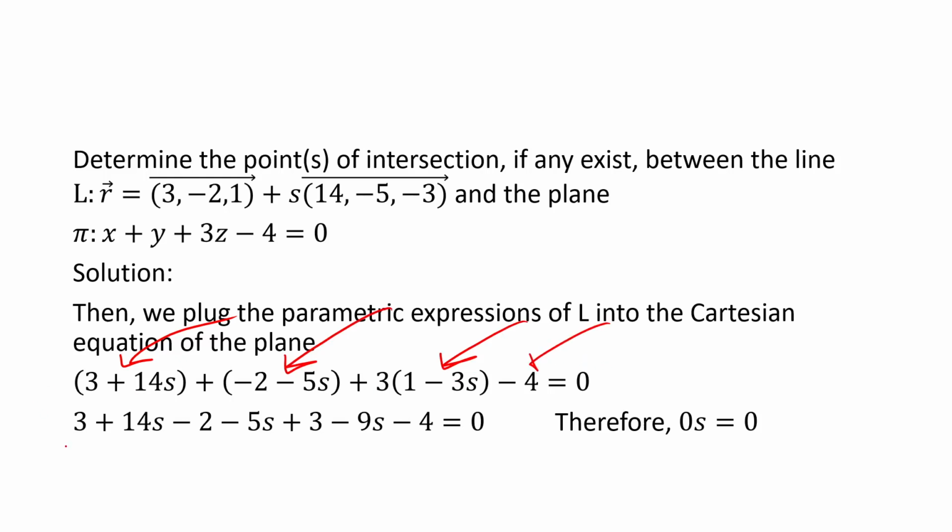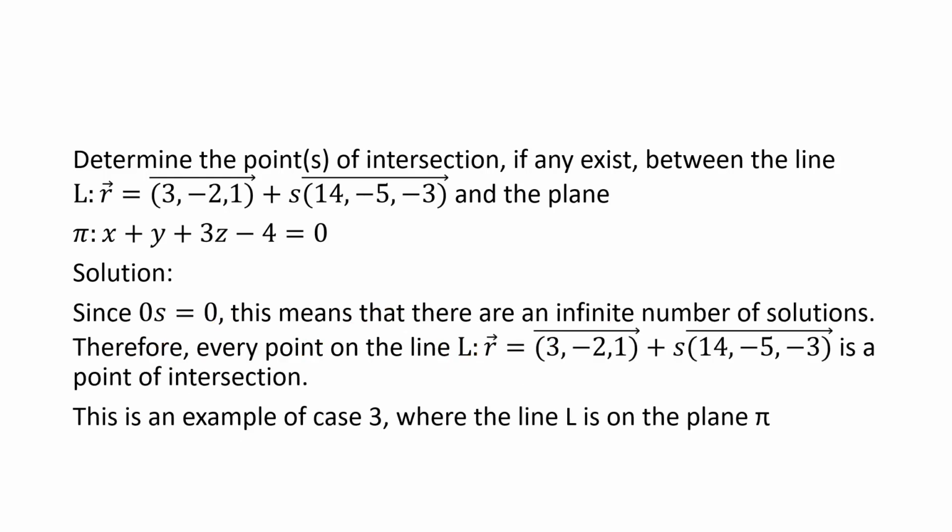Well, we end up, after distributing, with this long equation here, and when we simplify the left-hand side, we actually get 0s. All the constant terms cancel out, and we get 0s is equal to 0. Well, that's true for all real number values of s. So that means there are an infinite number of solutions. So every point on that line is a point of intersection.